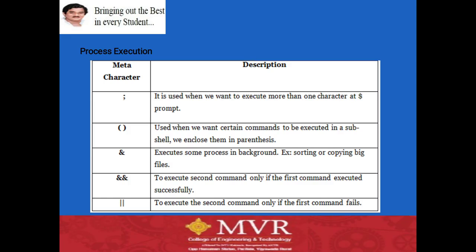And these are the process execution meta characters. Those are five types. One is semicolon, then parenthesis, then end symbol, double end symbol, and the or symbol, that is two vertical lines, that is called or symbol.